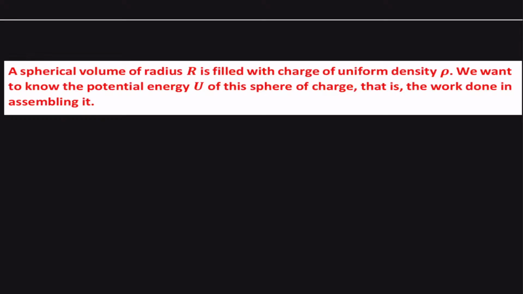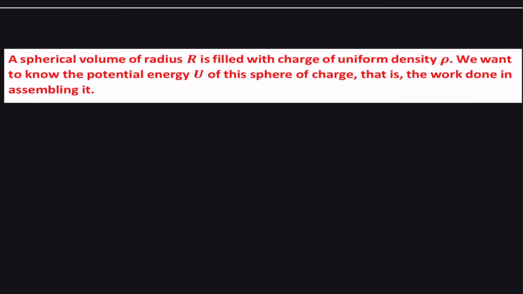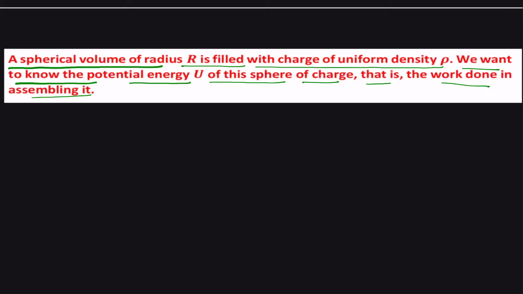Okay, so in the first question, we are given a spherical volume of radius r filled with charge of uniform density rho. We want to know the potential energy U of this sphere of charge, that is, the work done in assembling it. In the question itself, it is mentioned that we are going to find the potential energy, that is our U, and that is nothing but the work done in assembling it. It means in making this sphere.